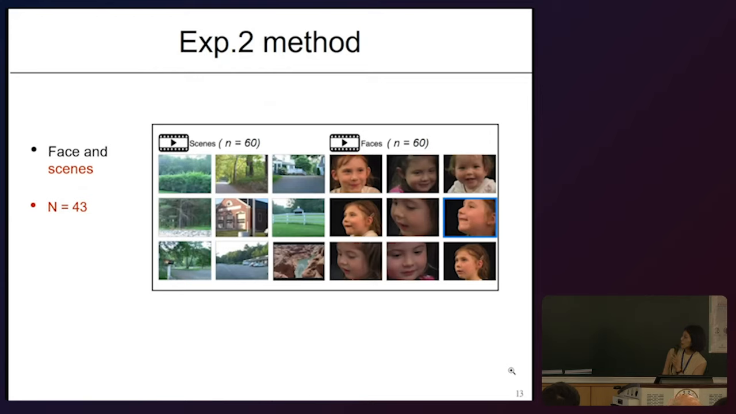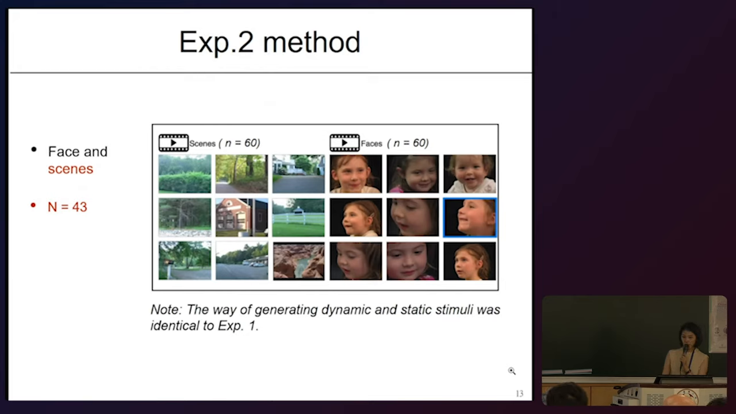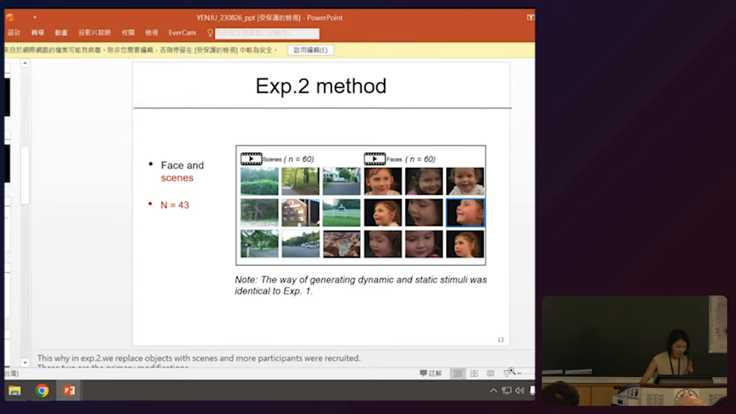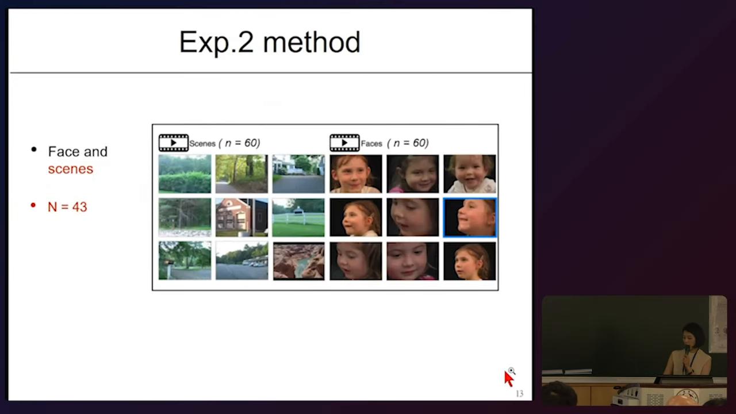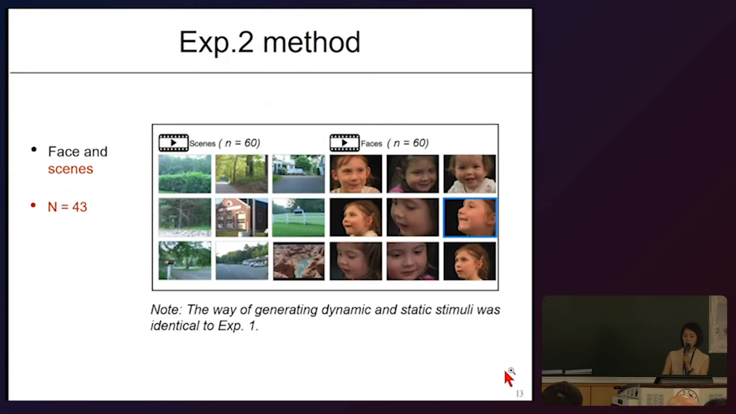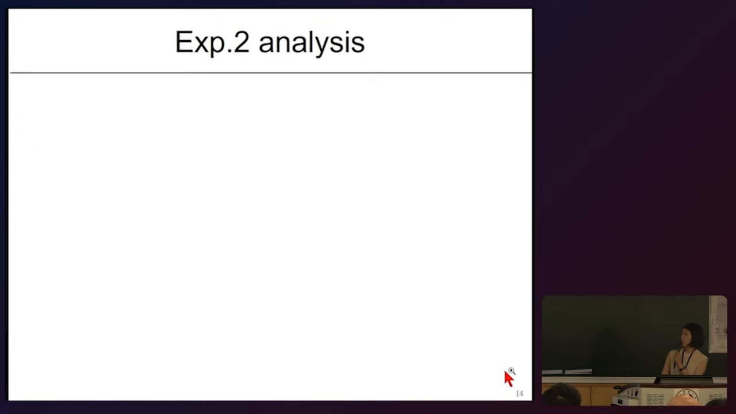Okay, and these are the stimuli we have in experiment 2. Images on the right side are the scenes, and those on the left side are faces. I can show you later how we generate them if people have questions about it. Basically, we have our way to generate our dynamic stimuli and put them into the suppression period. The way we generated dynamic and static stimuli in experiment 2 was identical to experiment 1.